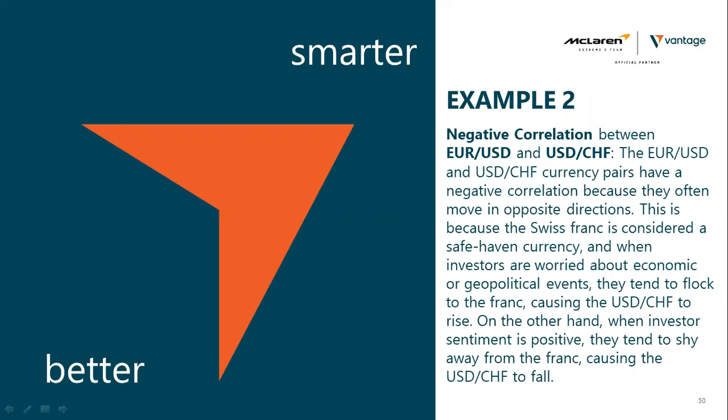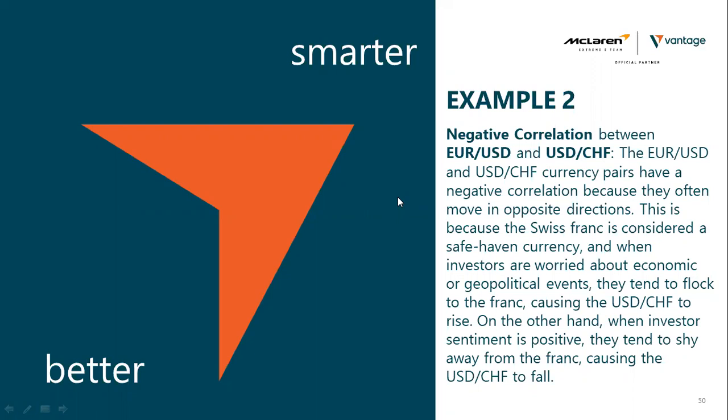You will now know that one of those signals is wrong. You cannot be buying Euro USD and buying USD CHF. They have a negative correlation. What that means is that they move in opposite directions. Positive correlation means that they are moving in the same direction. Negative correlation means that they move in opposite directions.